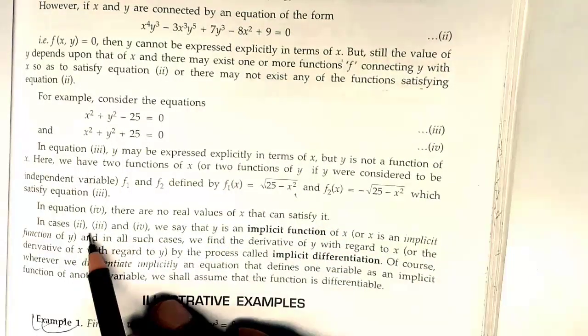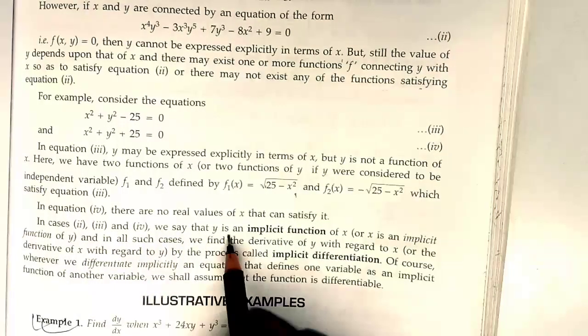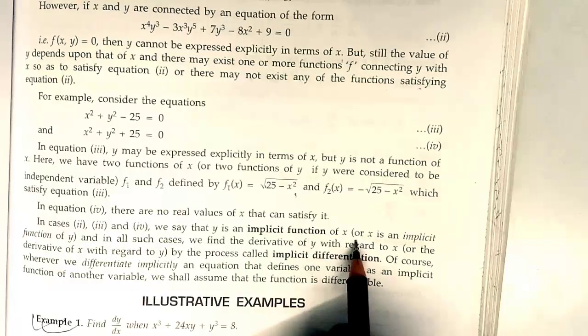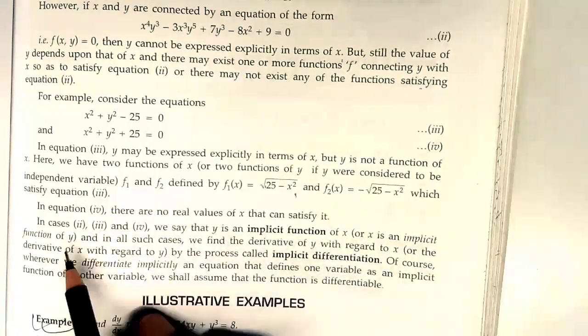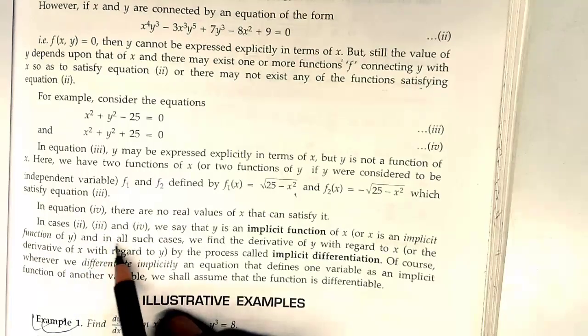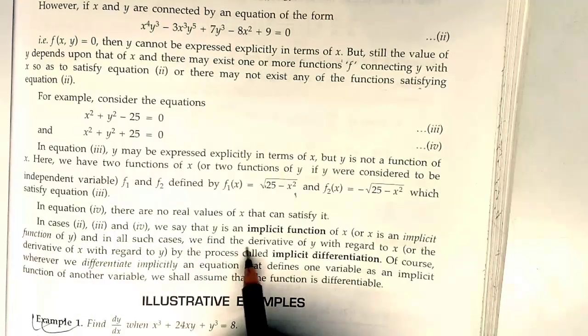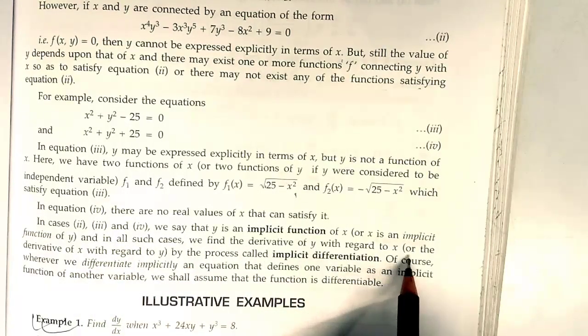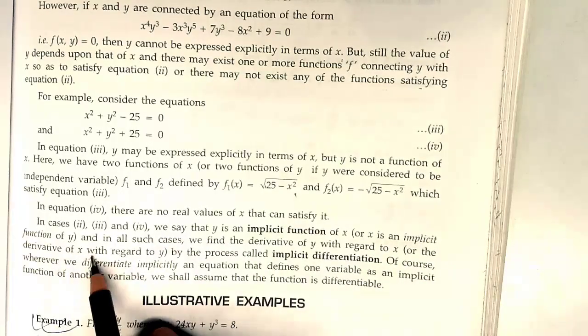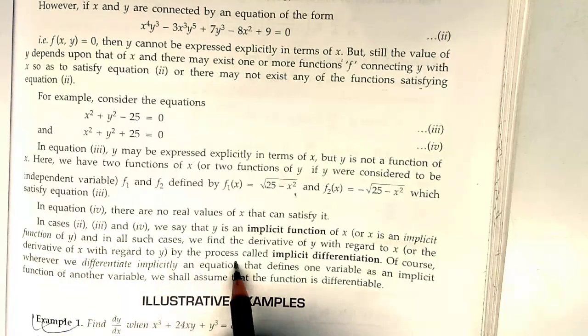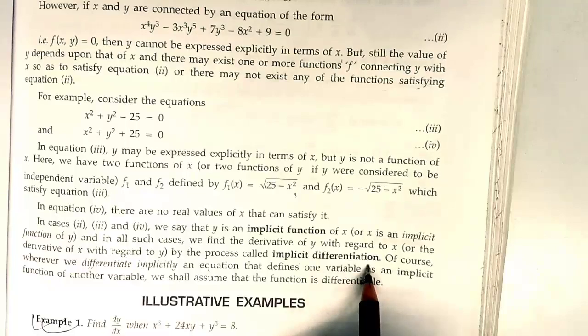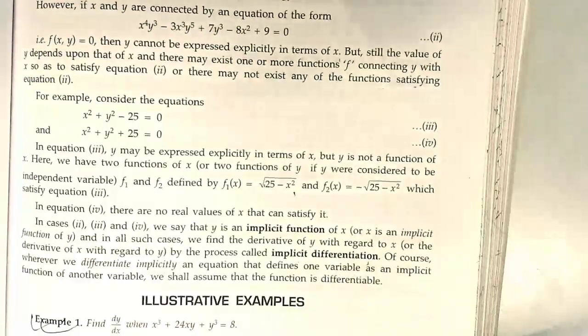In cases 2, 3 and 4, we say that y is an implicit function of x, or x is an implicit function of y. And in all such cases, we find the derivative of y with respect to x, or the derivative of x with respect to y, by the process called implicit differentiation. Let us go to the sum. Directly I am going to the exercise part.